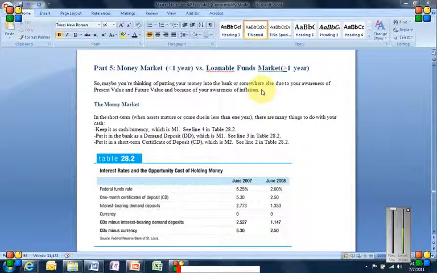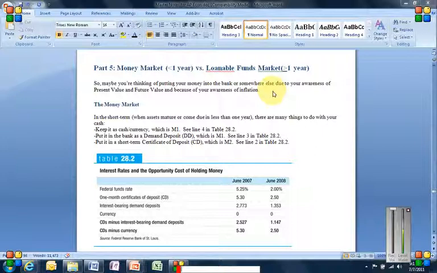The reason we differentiate between these two markets, of course, is because of the role of inflation and deflation. Once we get to the 1 year mark and we start to count in terms of years, we can also start to factor in or factor out the role that rising or decreasing prices are going to have as far as how we evaluate real income, real interest rates, all those things that are attached to the term real. So maybe you're thinking about putting your money into the bank or somewhere else due to your awareness of present value and future value, and because of your awareness of inflation.